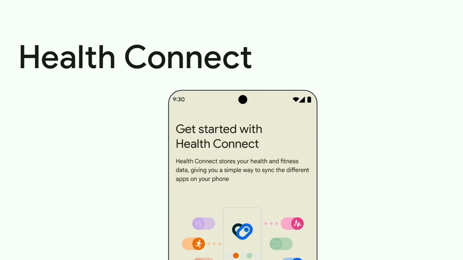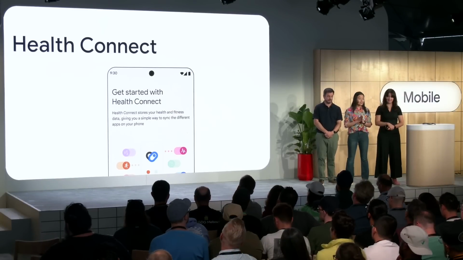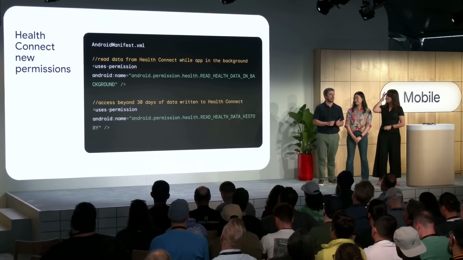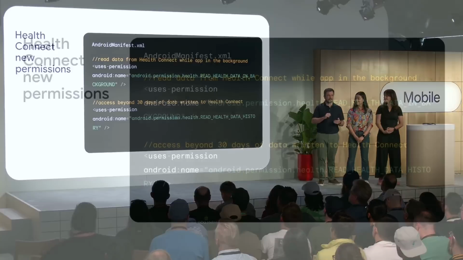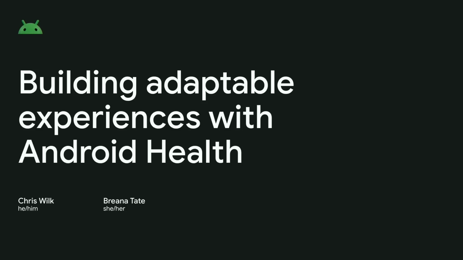This time last year, we announced that Health Connect would become part of the Android platform, beginning with Android 14. Health Connect is a common API for storing and sharing health and fitness data. Developers can read from and write to an on-device data store. And Health Connect gives users full control over the privacy of their on-device data. We've added new features to improve both the developer and user experience, like background reads and history reads, and 2 new data types: skin temperature and training plans. For more information, check out the Building Adaptable Experiences with Android Health talk.